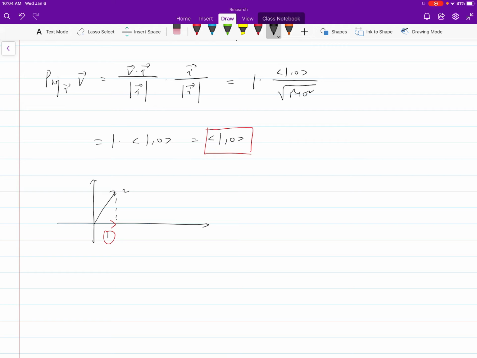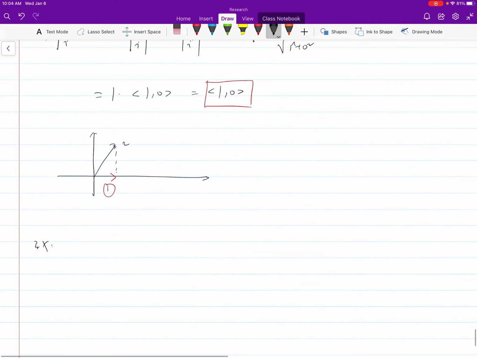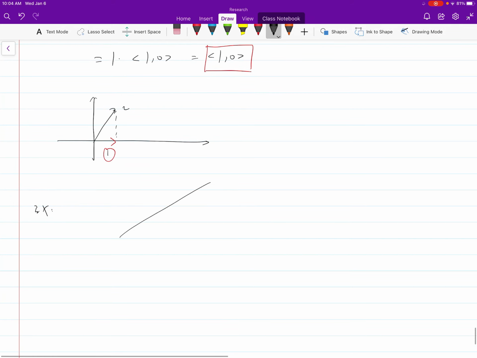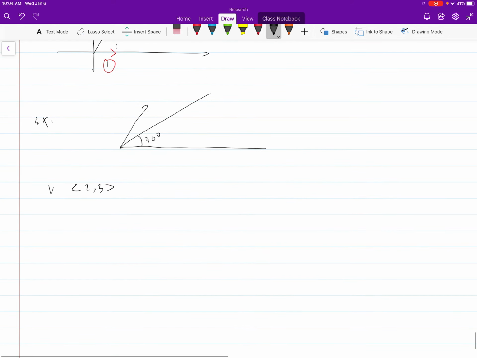For this, we technically do not have to define projections if we only care about horizontal and vertical, because it's so nice. But now things become interesting. Let's go to the incline. This is 30 degrees. Okay, we have a vector. This vector is given by 2, 3. The incline has 30 degrees. Now the question is find the magnitude, or just say find the length of the shadow.